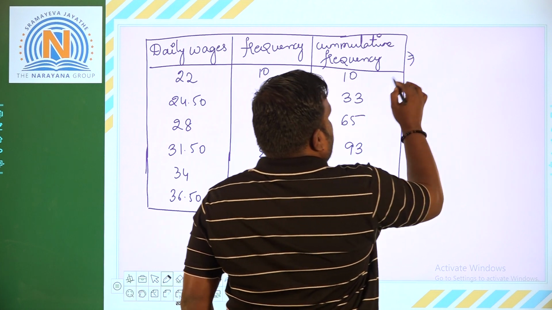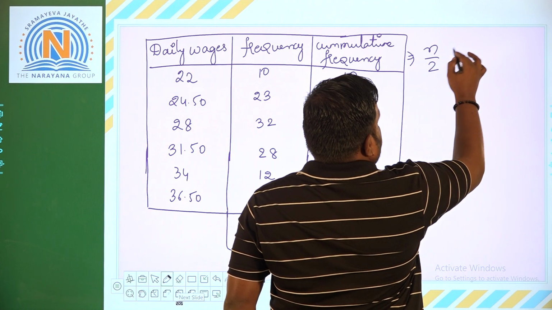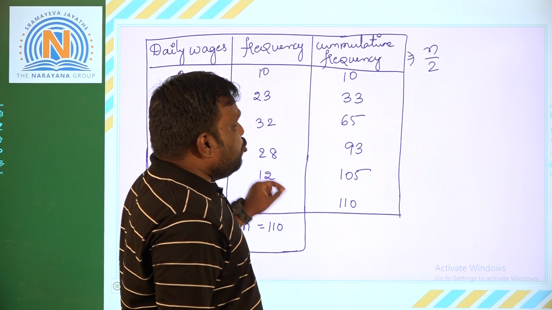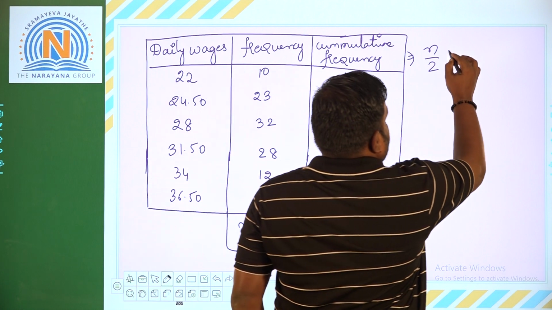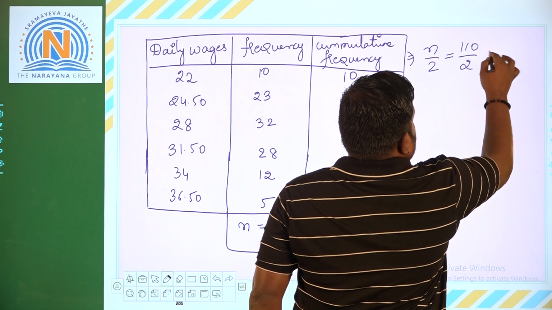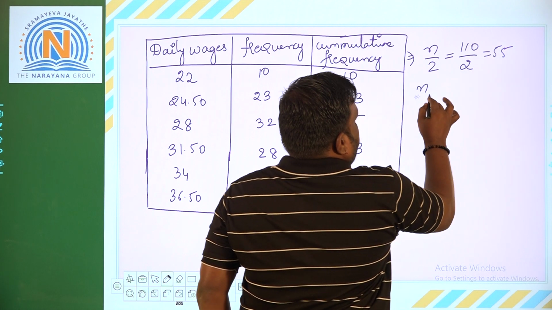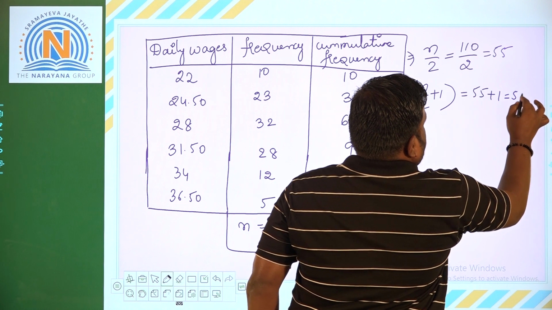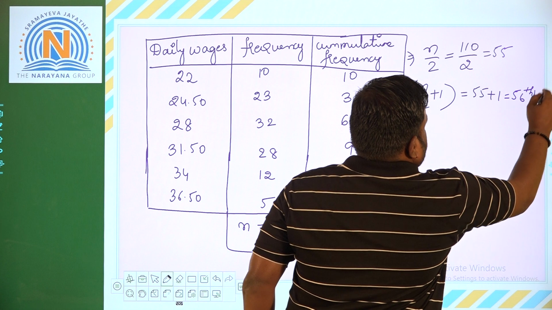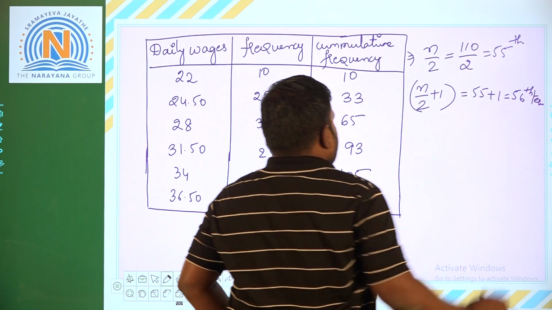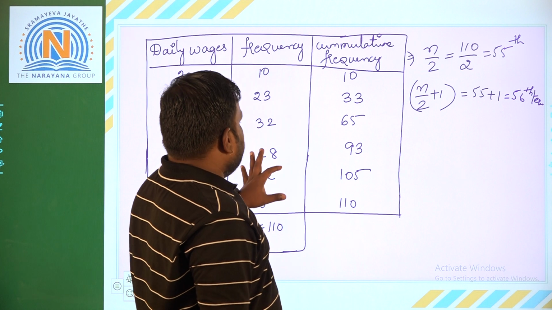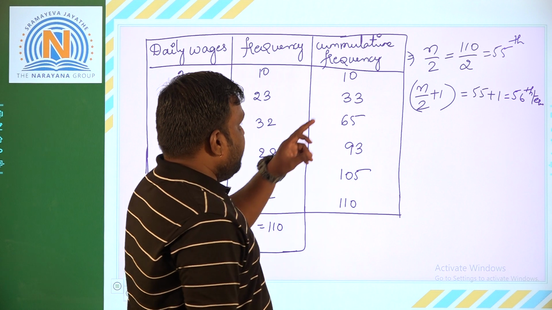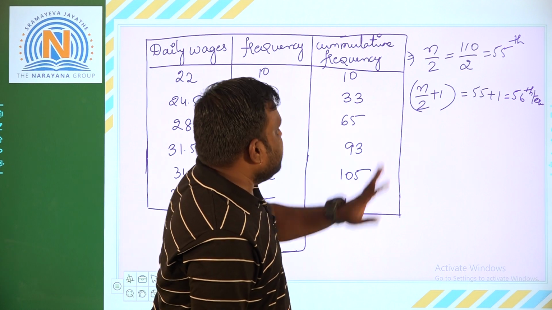So when you take the n by 2th term, since it is even, now we have to take the average of the n by 2 and n by 2 plus 1th terms. So n by 2 is 110 by 2, that will give you 55. And the n by 2 plus 1th term will be 55 plus 1, that is the 56th term. Okay, this is 55th. Now here, if you just concentrate on the correct value of this 55 and when you have 55 plus 1, that is the 56th term.